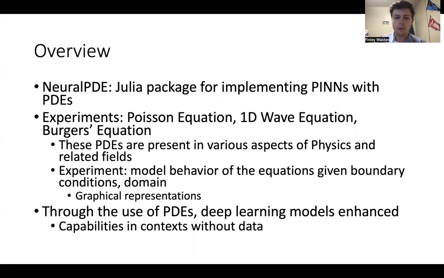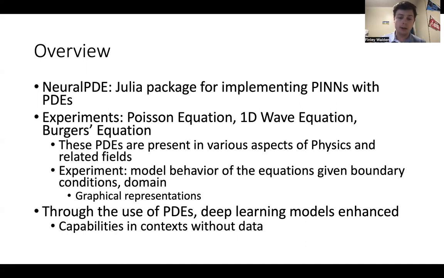equations. I perform an experiment modeling the Poisson equation, a 1D wave equation, and the Burger's equation. These partial differential equations are very common throughout physics. With wave propagation, the Poisson equation is prominent really everywhere. The Burger's equation is very prominent in a lot of fluid and thermodynamics, and is seen as a sort of simplified version of the Navier-Stokes equation.